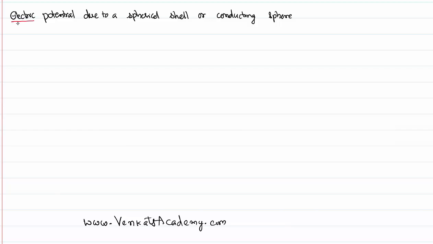In this video lesson, we would like to derive an equation for electric potential at different points of a spherical shell, which is similar to that of a conducting sphere, because a conducting sphere always pushes the charges onto the surface of the sphere. Similarly, the spherical shell also always puts the charges on the surface of the shell. So both the derivations are same.